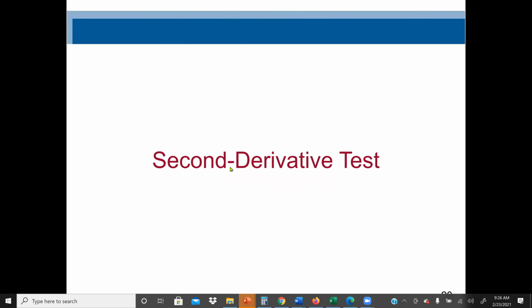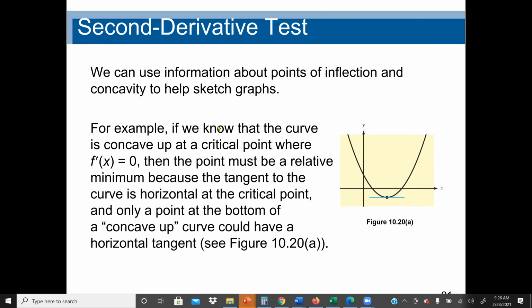Also, we can do what we call the second derivative test. So for example, here we say we can use information about points of inflection and concavity to help sketch a graph. For example, if we know that the curve is concave up at a critical point where the first derivative equals zero, remember the critical point is the point where the function goes from increasing to decreasing or decreasing to increasing.